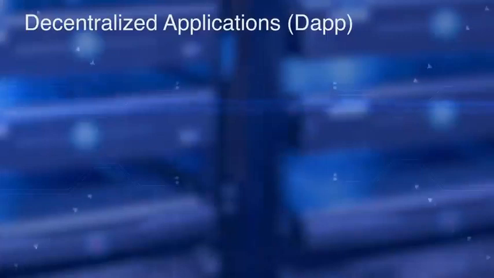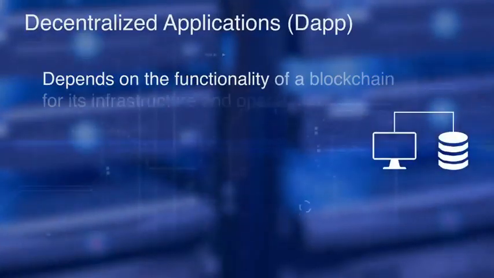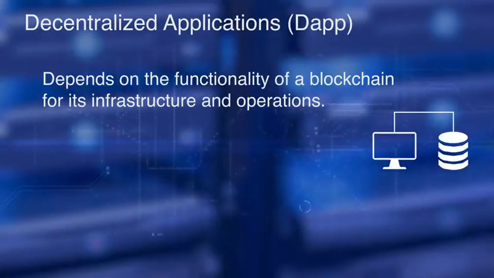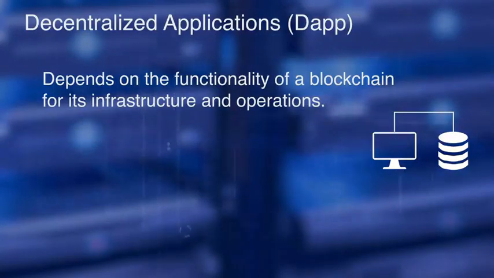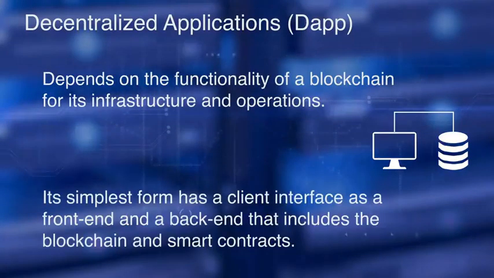Armed with this roadmap of the DApp development process, you will be prepared to chart your path through the emerging decentralized software culture. A DApp, or a decentralized application, depends on the functionality of a blockchain for its infrastructure and operations. In its simplest form, a DApp has a client interface as a front end and a back end that includes the blockchain and the smart contracts.